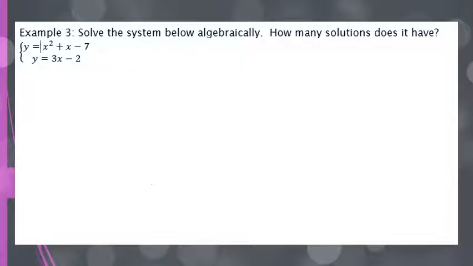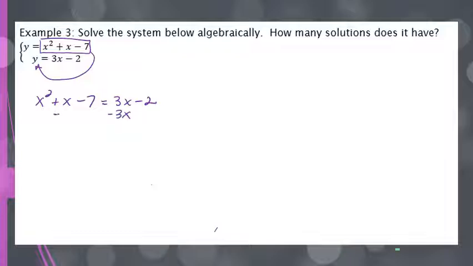So what I'm going to do is take this quadratic expression and substitute it into the bottom equation. It really doesn't matter which way you substitute. You can manipulate it so that things work out the way you want them to. So I'm going to write x squared plus x minus 7 equals 3x minus 2. And my objective is, as always, to get 0 on the right side.